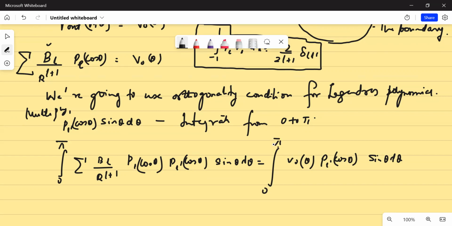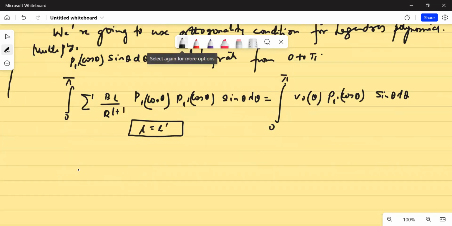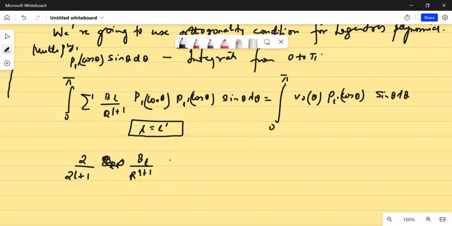And I've also made it clear that the only non-zero solution would come out if L is equal to L dash. If L is not equal to L dash, then this particular integral would become 0. So I will simply write it as 2 upon 2L plus 1, Kronecker delta LL dash. If L equals L dash only, then this will give me 1, otherwise it will give me 0. So I'll not write this 2 upon 2L plus 1; I'll write BL here, and R raised to power L plus 1 here, is equal to what?